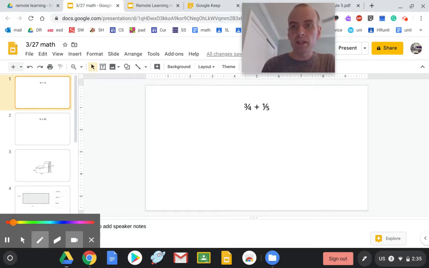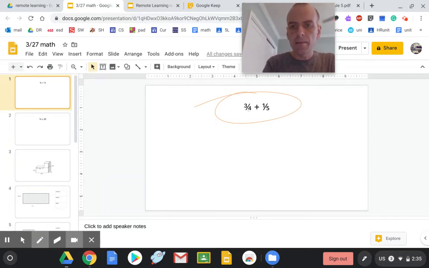So 3/4 plus 1/5, the first thing you must remember is the denominators have to be the same. They have to equal each other. Otherwise, you can't add them, okay? You can't. Don't. So 3/4 plus 1/5. Well, the one thing we can do is we can see what common denominator they have.